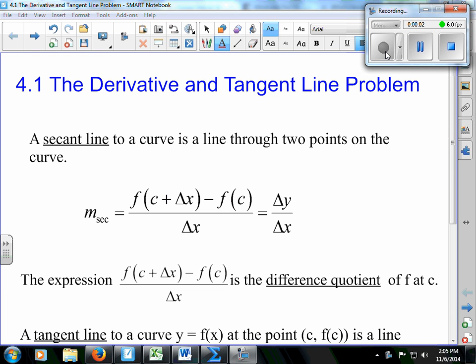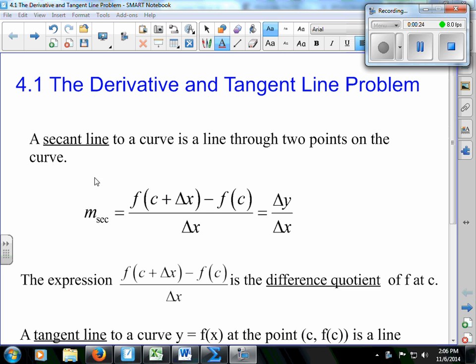This is section 4.1, called the derivative and tangent line problem. We're going to start this lesson by remembering what a secant line is. Recall that a secant line to a curve is a line through 2 points on the curve.